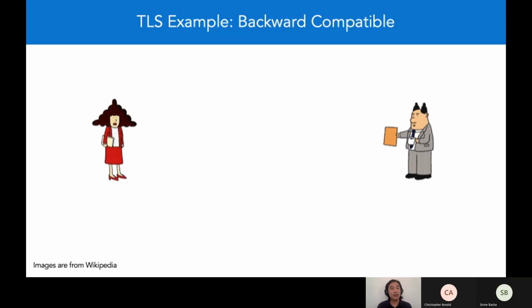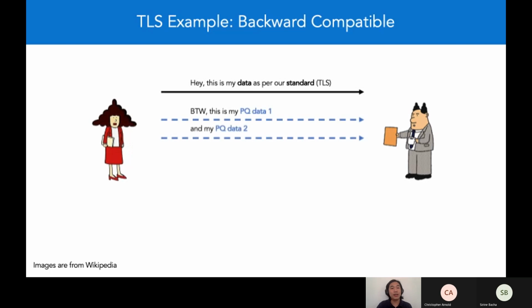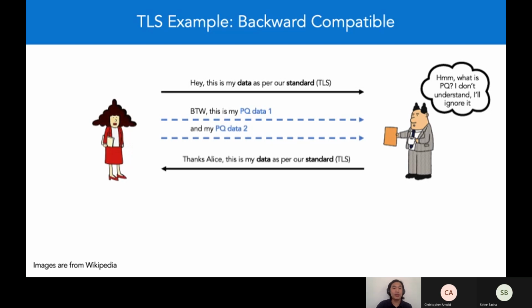There's another example here. You've got Alice, which we know is quantum ready, and she wants to talk to the boss, who unfortunately in this case is not quantum ready. But Alice doesn't know about that. So Alice does the same thing, sends her standard data to the boss, followed by the extended PQ data. Obviously, the boss will understand the standard data, but he will not understand the PQ data. So he just ignored it. And then he sent back the standard data to Alice.